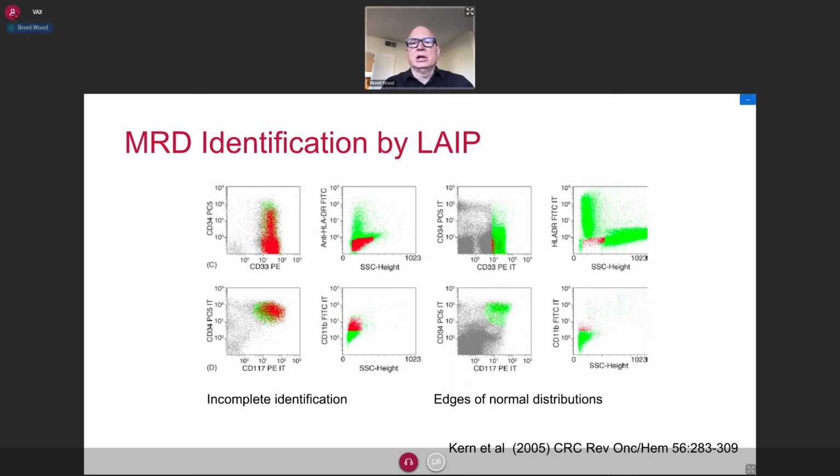immunophenotype. On the right series of dot plots after therapy, that same set of gates was used, and they identify residual disease. But notice in the top row far right, the population of events being identified does not look like a single population. It instead looks like the trail of normal distributions that happen to be falling into that area. These are probably just the outlying edges of normal distributions of cells and probably do not represent MRD.